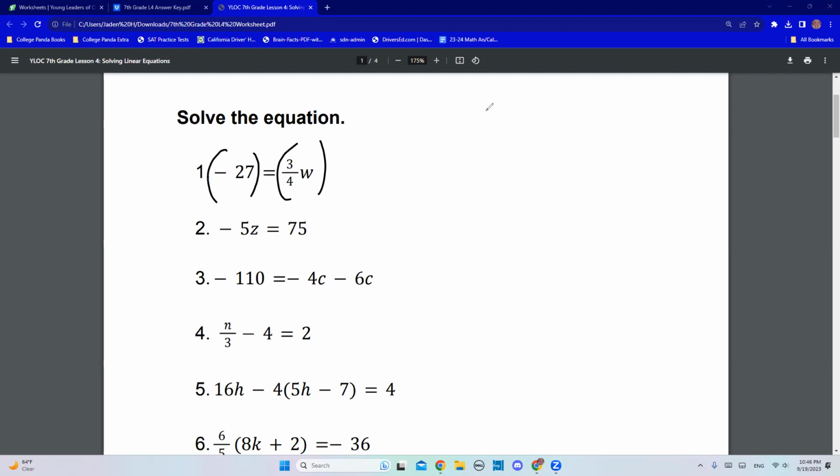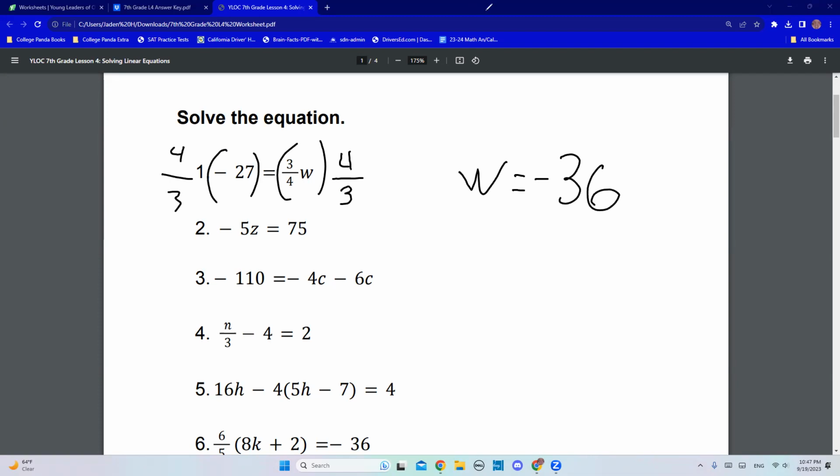So the way you get rid of the 3 out of 4 is that you can multiply 4 over 3 to both sides. Since 3 out of 4 times 4 out of 3 equals 1, and you're left with W. So we know that cancels out, but now we have to do negative 27 times 4 out of 3. Well, that actually simplifies to W equals negative 36.